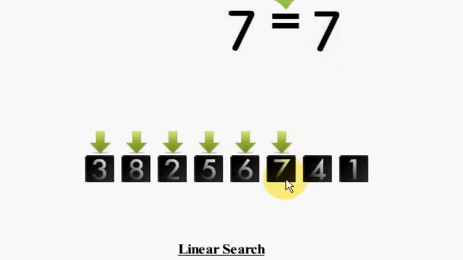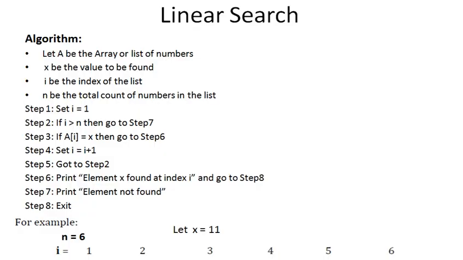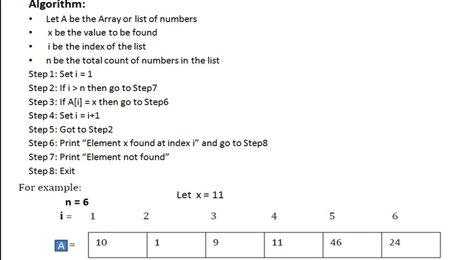In the next tutorial, I will show you. Now, let us see the algorithm of linear search. Here, the algorithm starts with an array or list of numbers. Here, A is the array or the list of numbers, that is 10, 1, 9, 11, 46 and 24. X be the value to be found or searched, that is here X is equal to 11.